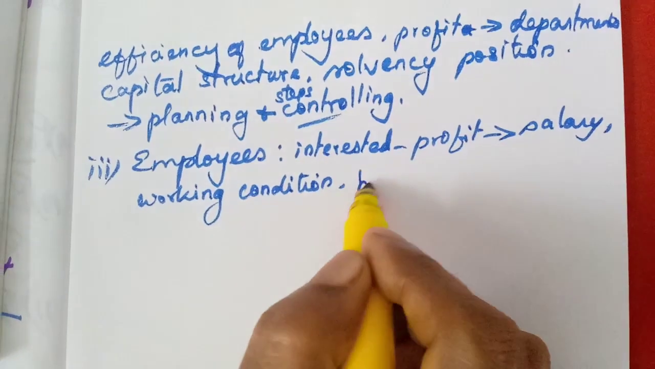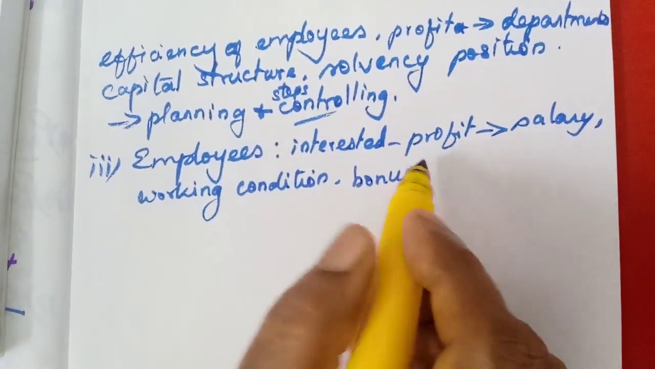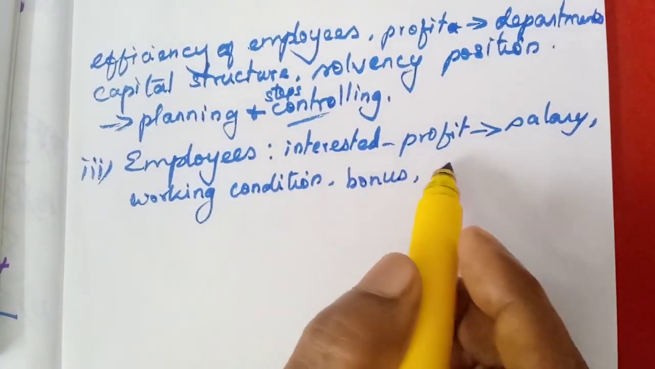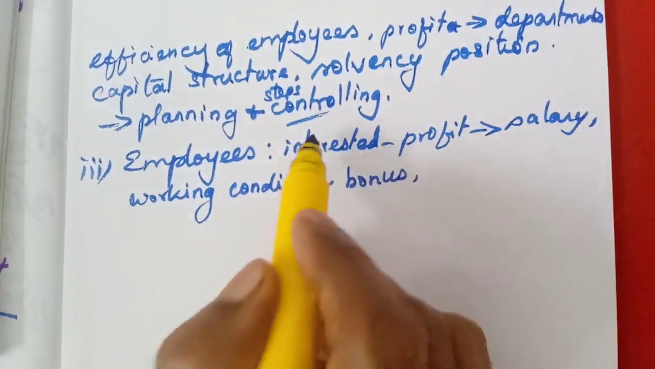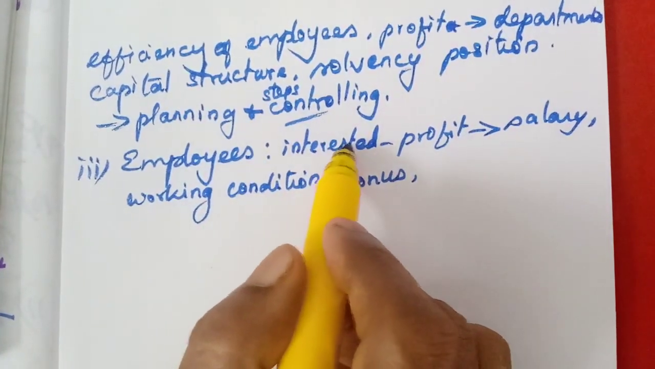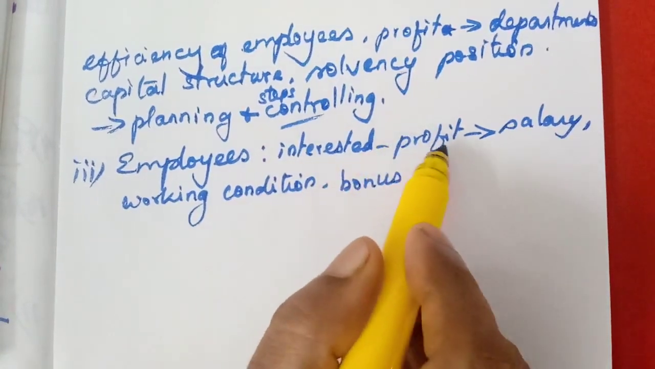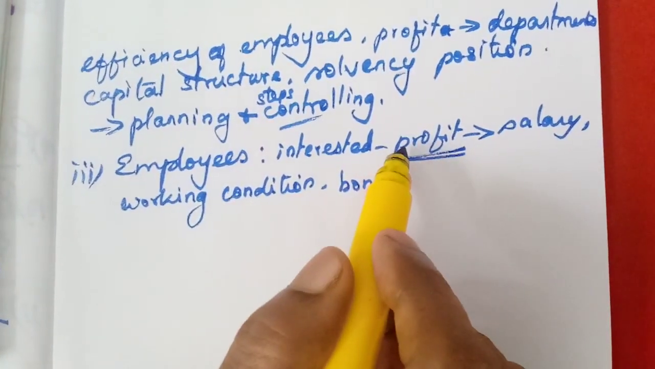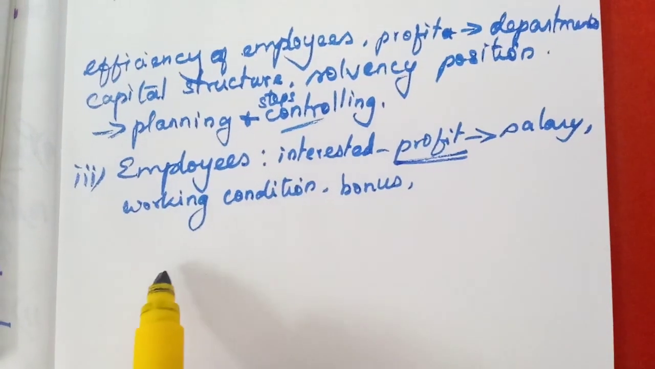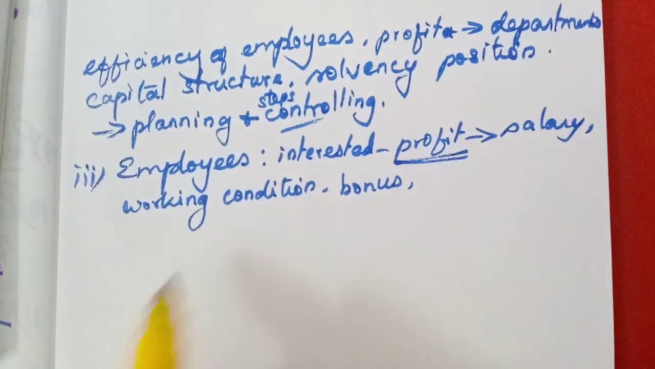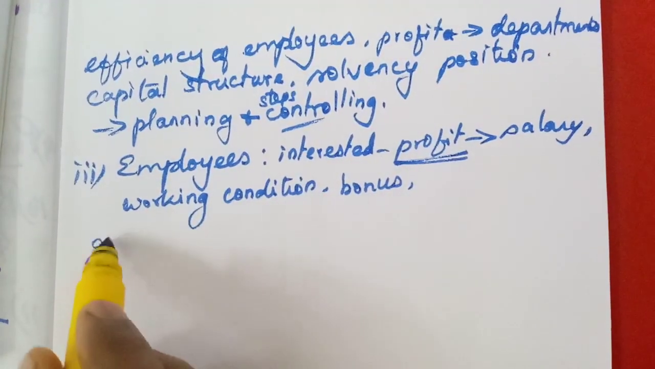Then bonus, sometimes they will provide during the festival time. All this will be available only if the business is earning more profit. So the employees are also interested in knowing the profitability of the business concern. Okay. Now all the internal users we have learned. Now the external users.